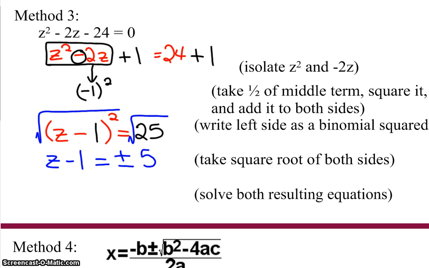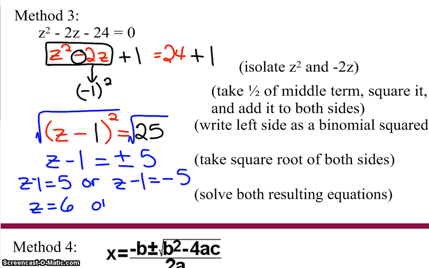I actually have two equations here. One is z minus 1 equals 5. The other is z minus 1 equals negative 5. Solving both of these equations, I get z equals 6 or z equals negative 4. Again, exactly the same two answers that I got with the first two methods.